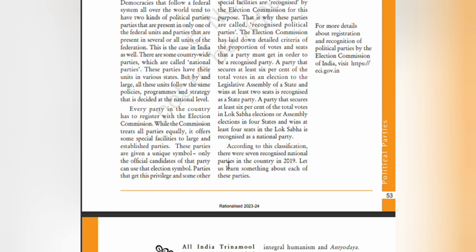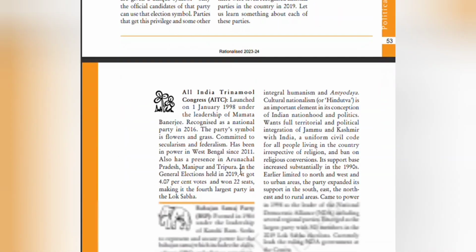According to this classification, there were 7 recognized national parties in the country in 2019. Let us learn something about each of these parties.